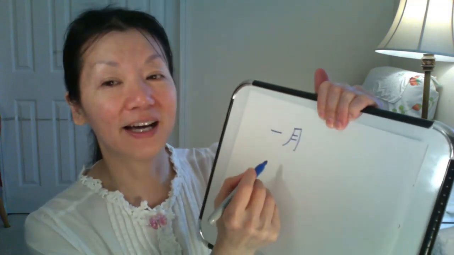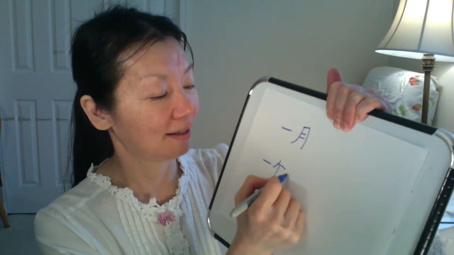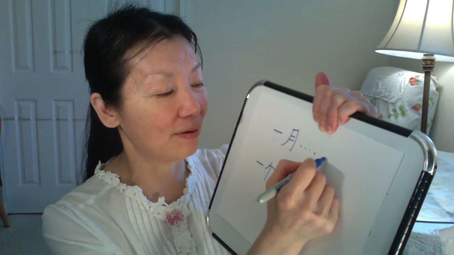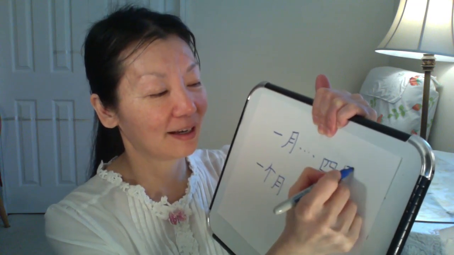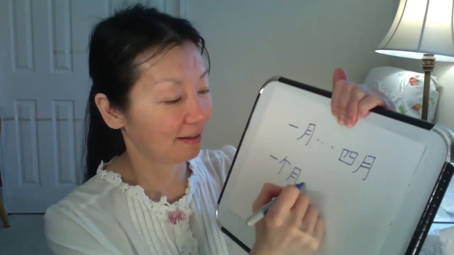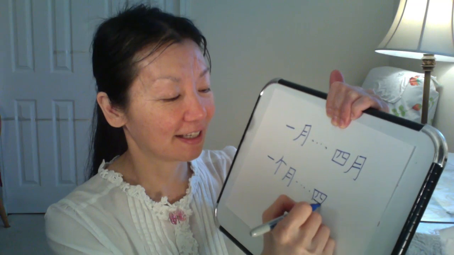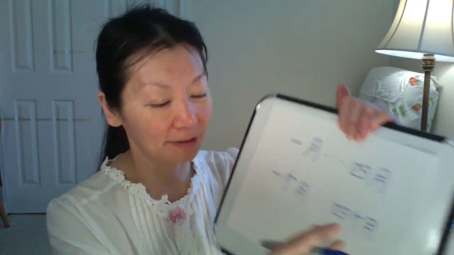Okay, 一月. Some students, I think they know that. We just review that here. 一月, 一个月. Just for example, 四月, 四个月. Okay, let's sit down here.